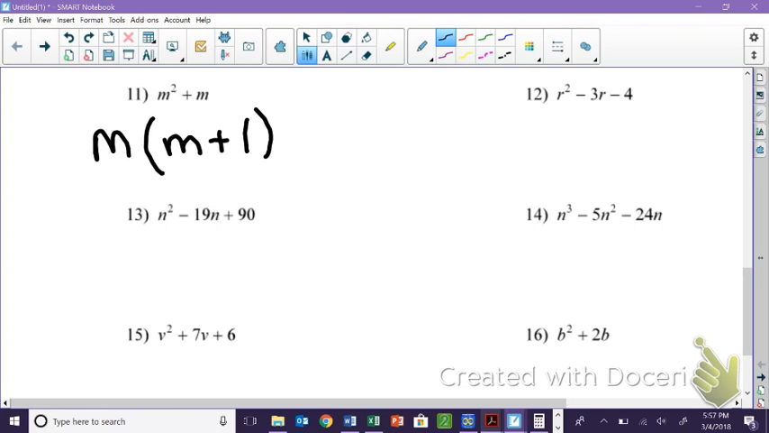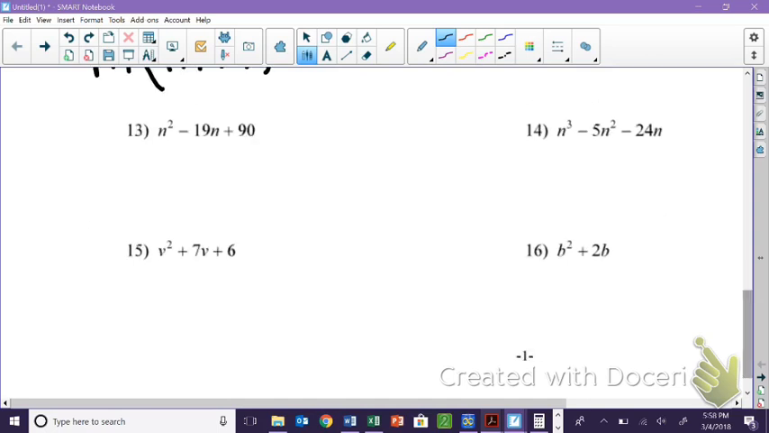Number 13, you have n squared minus 19n plus 90. You have to do the cross. No. This is not working for me. That's okay. So this becomes 90 on top. For some reason, my thing won't work. Okay, I think I got it to work.